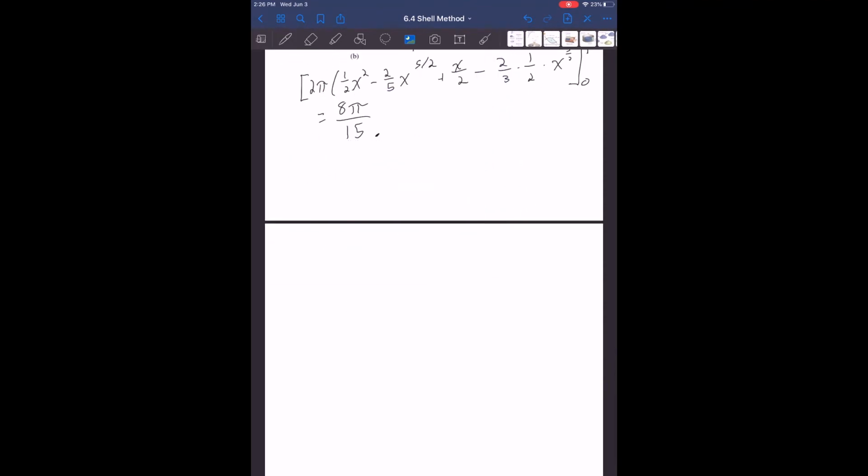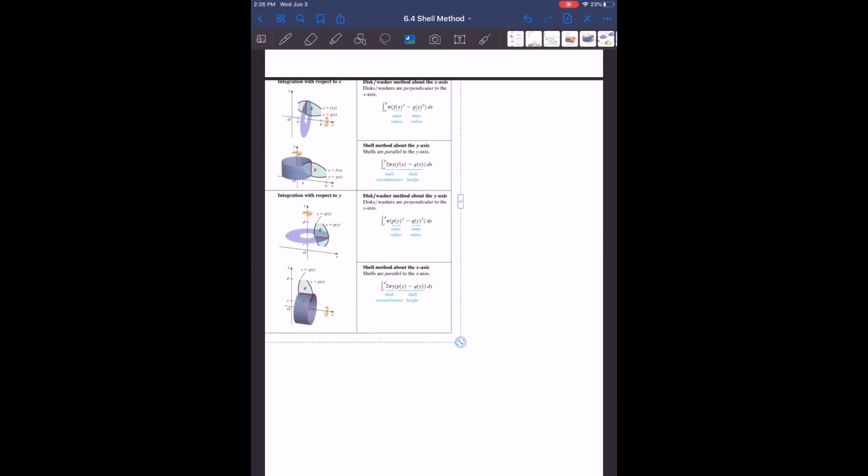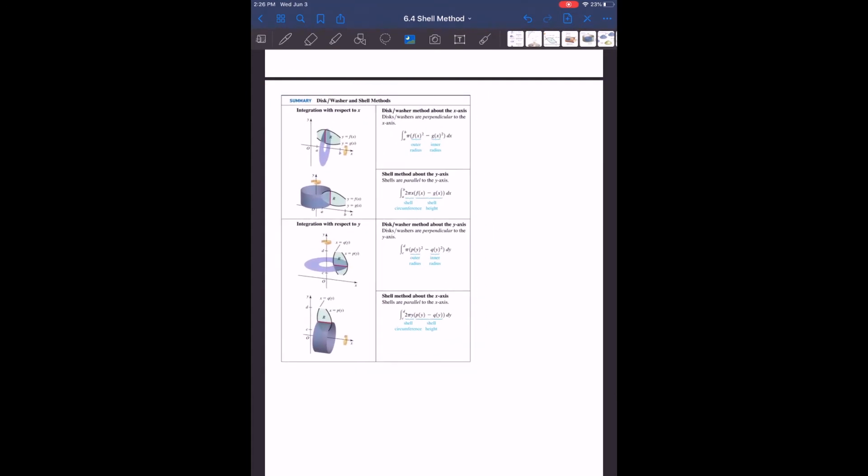So we have a comparison picture of the methods. And this is really nice too. This gives nice, good drawings of what the cylinders and washers look like and how they're going to be different. So the big takeaway from this is that sometimes you can only use one method over the other.